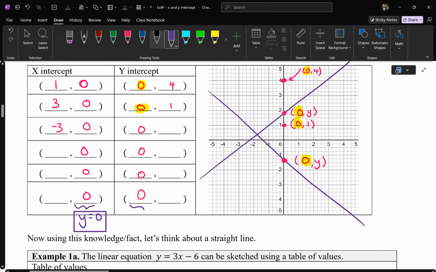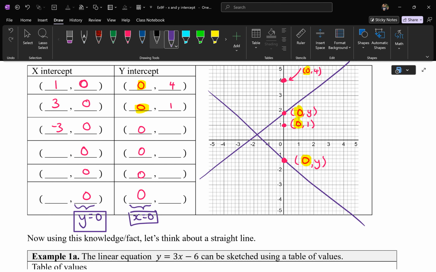So here, if you're looking for the y-intercept, you know that x will always equal 0, even though you may not know what the y values are. Or in this case, you don't know what the x values are. So far, so good. Just pause the video, have a think about what I just said there. Okay, every time you draw a straight line, it has to cross the x-intercept and the y-intercept.